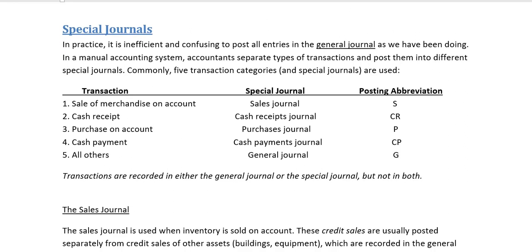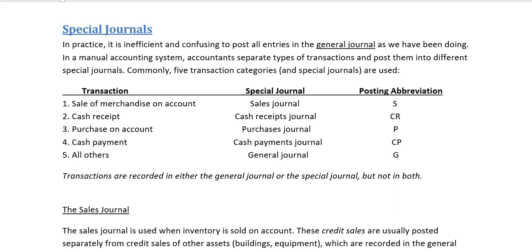Let's jump into special journals. So we will be working with the sales journal specifically in this chapter. In practice, it is inefficient and confusing to post all entries in the general journal, as we have been doing. In a manual accounting system, accountants separate types of transactions and post them into different special journals. Commonly, 5 transaction categories and special journals are used.